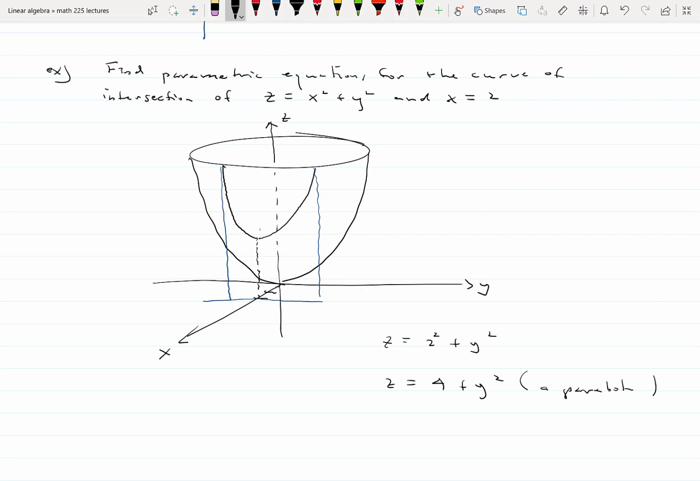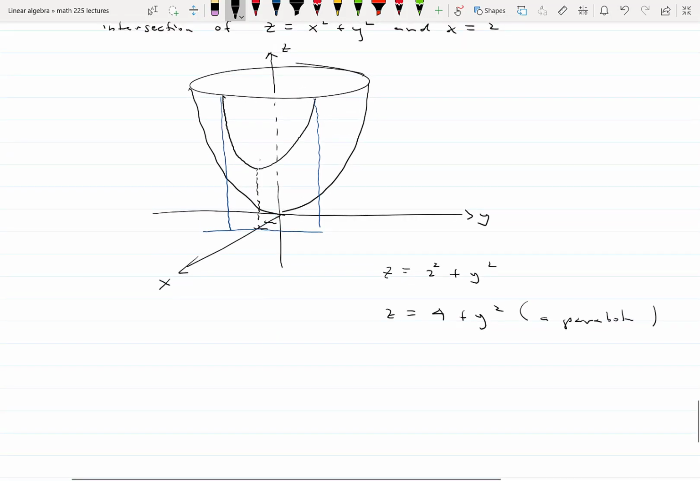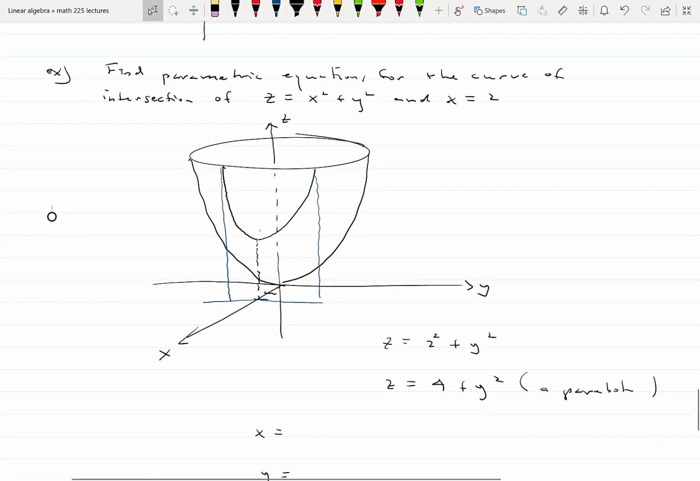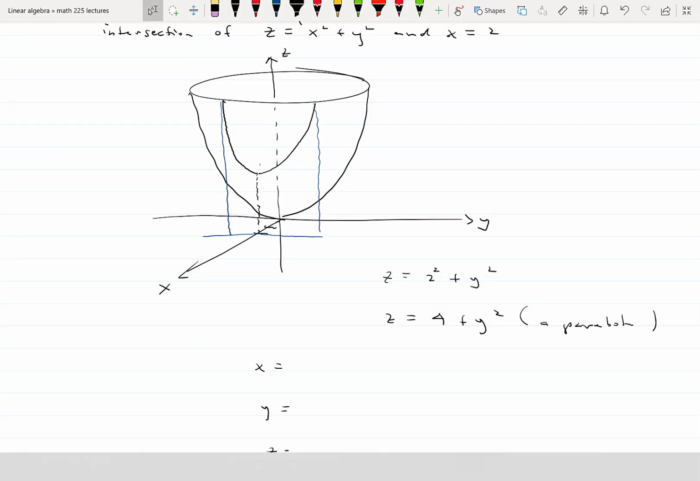Okay, we didn't answer the question. We didn't solve the problem. It said find parametric equations for the curve of intersection. That means I have x as a function of t, y as a function of t, and z as a function of t. I have to introduce the parameter. It's very easy to do this. X as a function of t is x equals 2. It's a constant function of t.